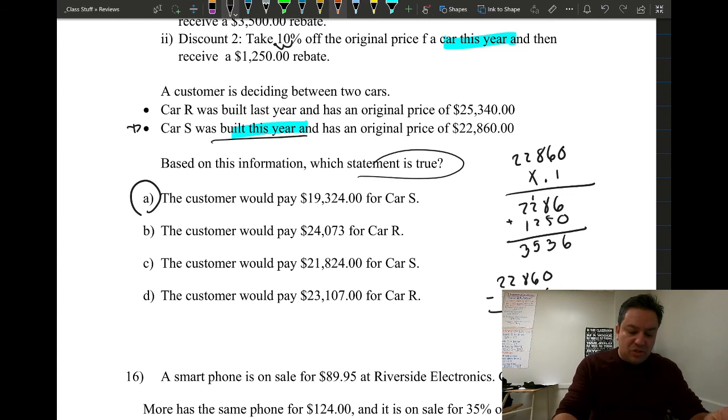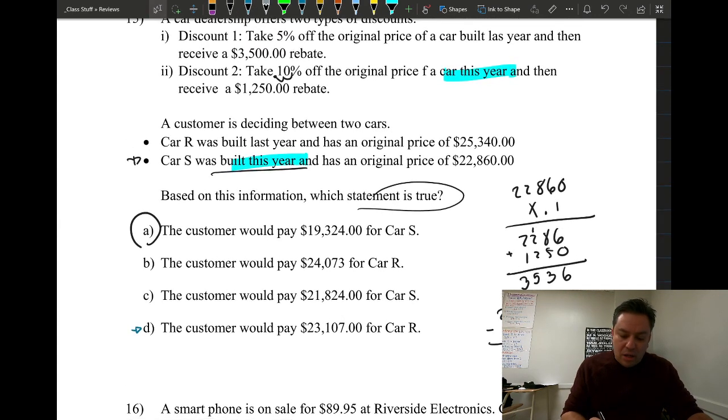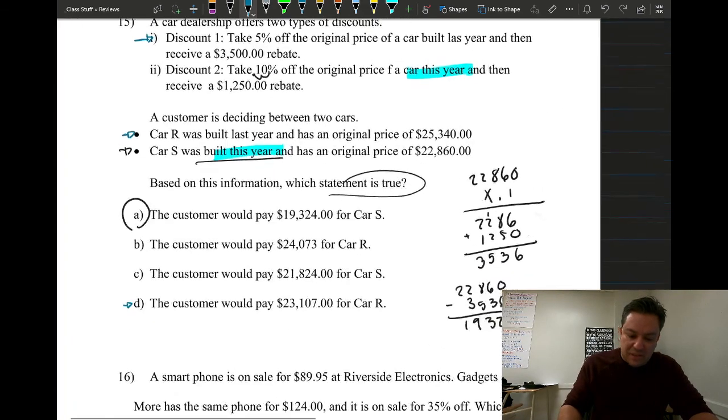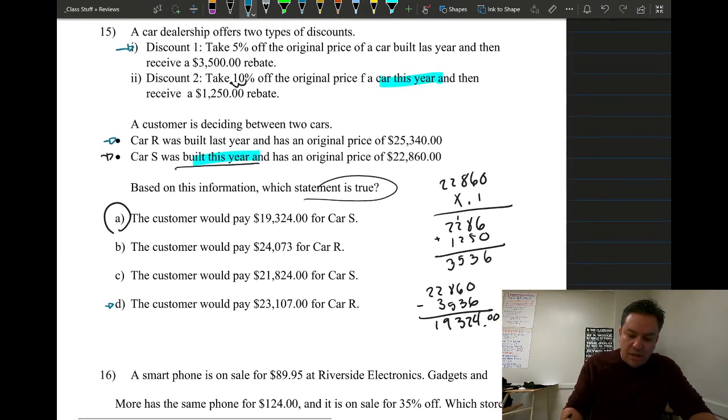So let's go ahead and try another one just for the sake of it. I'm gonna do it in a blue color. Let's try D, for instance. The customer will pay $23,107 for car R. Okay, car R is a car built last year, which we're gonna use this discount right there. Okay, so we're gonna take 5% off, and then also $3,500. So let's see.